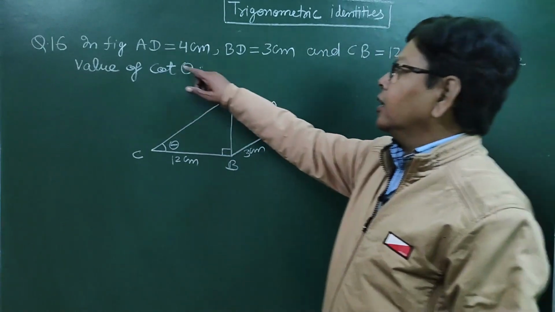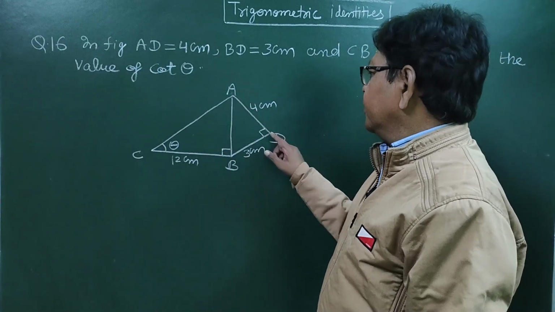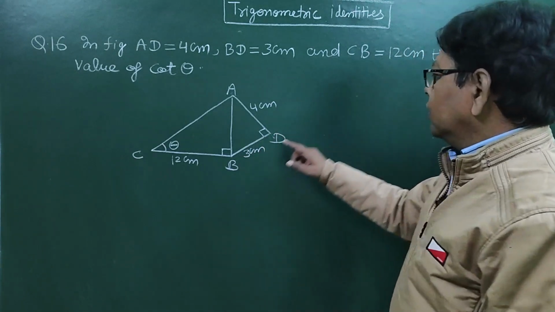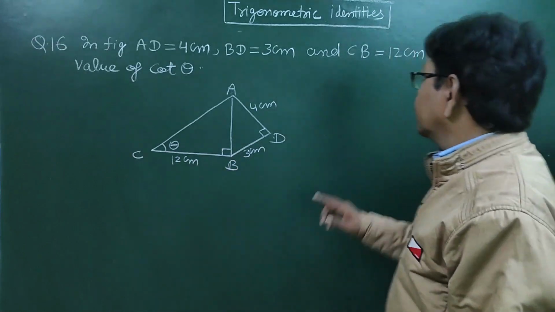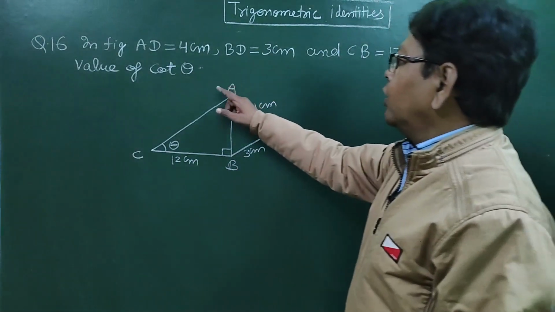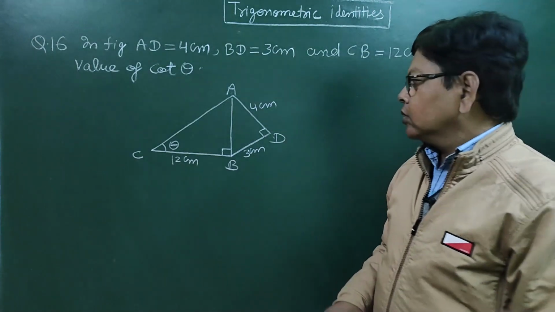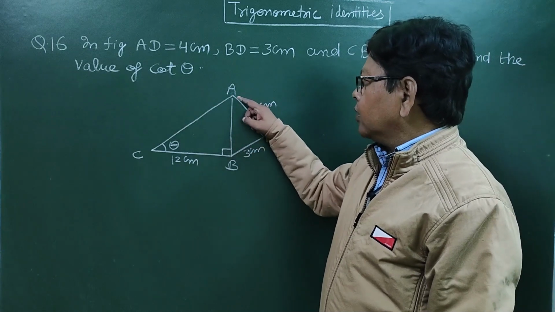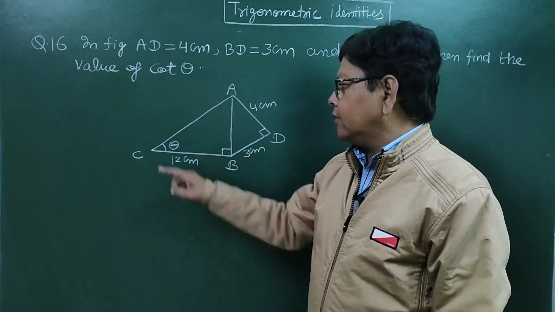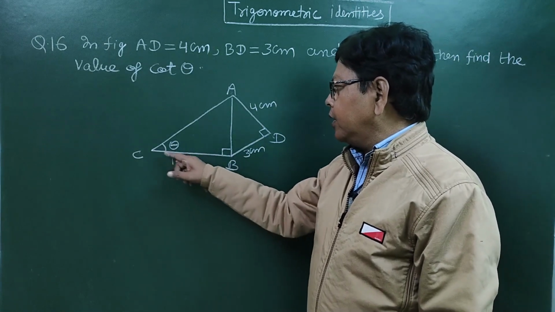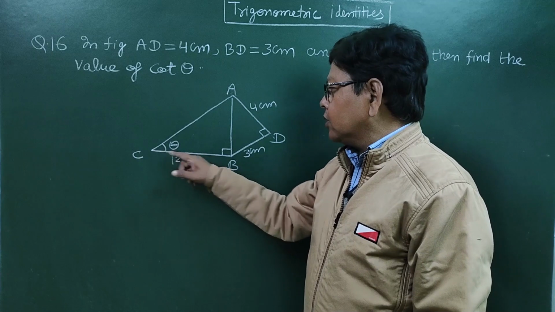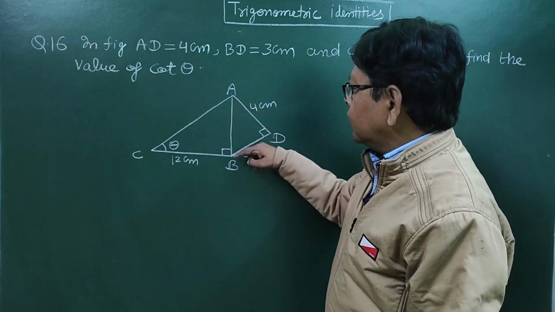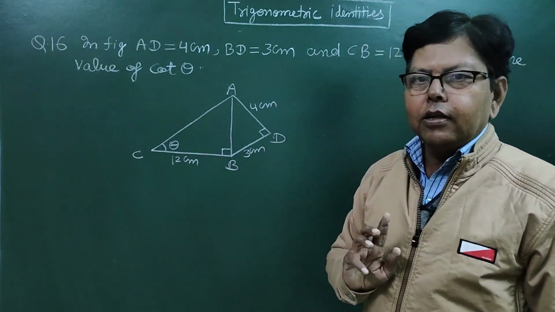Question number 16: in the figure, AD is 4 centimeter, BD is equal to 3 centimeter and CB is equal to 12 centimeter. Then find the value of cot theta. Students, if we want to find cot theta, then we will consider right triangle ABC. In this triangle, the side adjacent to the angle, this side BC, will act as base, and AB, which is opposite to the angle, is the perpendicular.